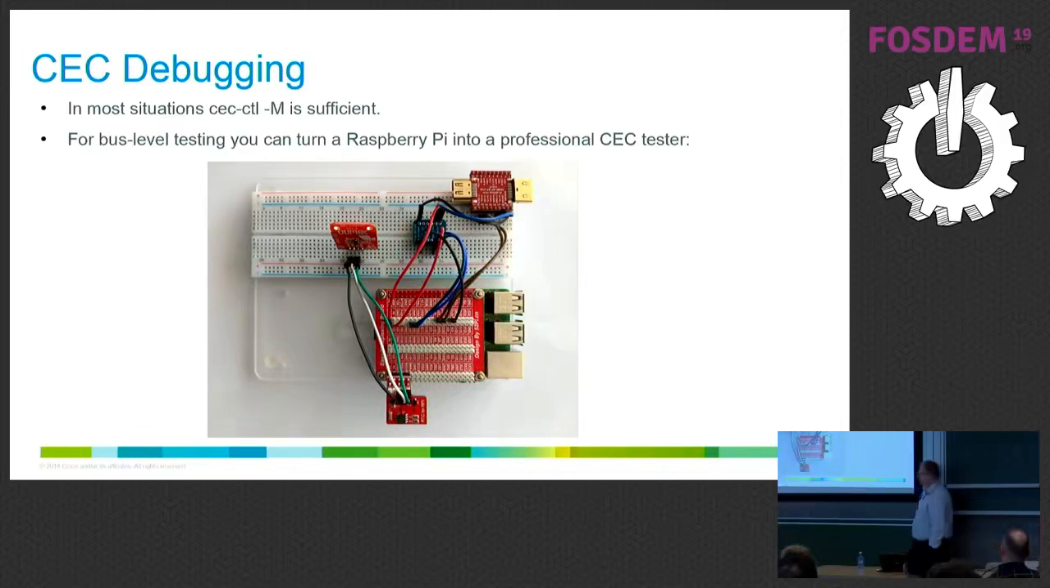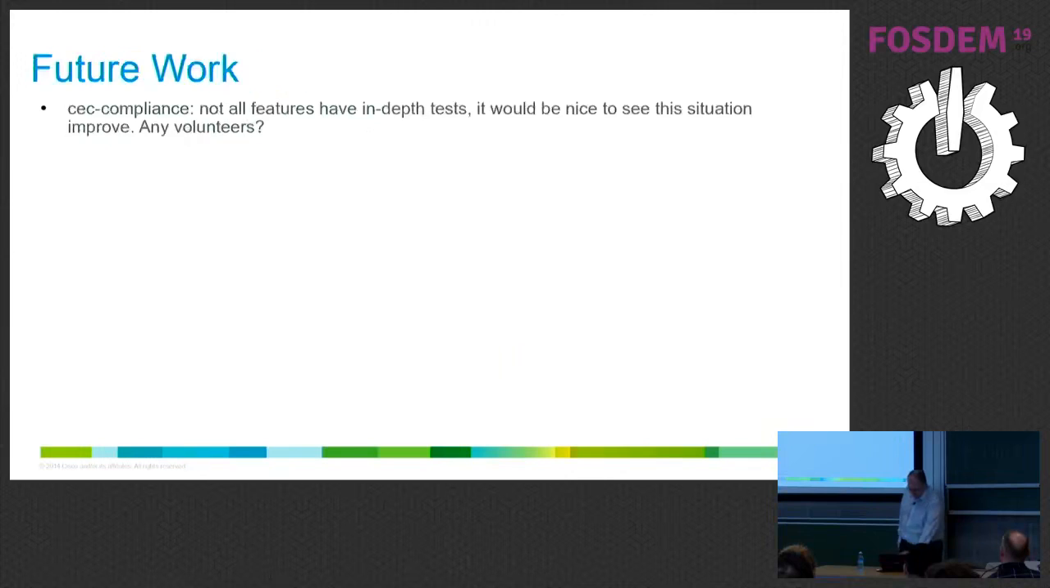bus arbitration errors. You can generate random pulses on the bus, see how things react. And for about $80, you have a fully featured CEC debugger. We have used this as well for debugging strange situations. I mentioned this already, so really, if you're interested in this, just let me know. I think it's kind of fun to work on this.